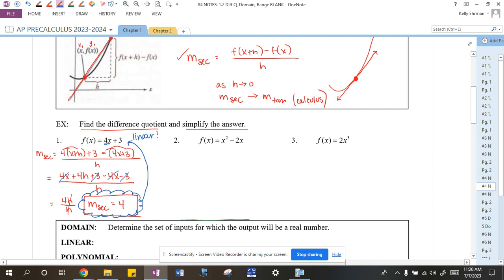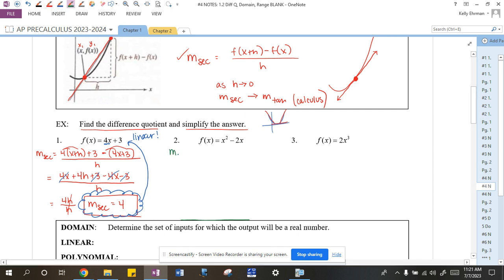If your function is not linear, if it's quadratic or cubic, think about those graphs. I don't know exactly what this one looks like, but on a quadratic graph, the slope is going to change depending on where I put my 2 points. So I'm not just going to get 4 for this answer. I'm going to get something that still has an x in it and becomes more of a formula depending on what x's you're plugging in.